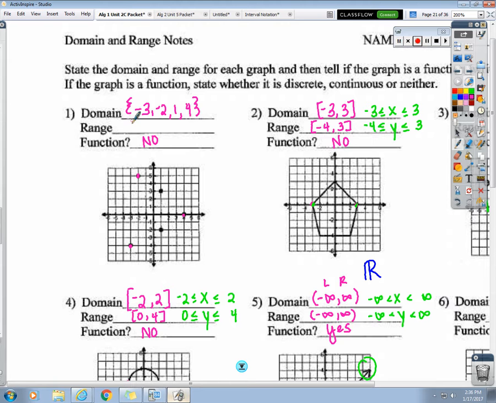So for the range, you would do it the same way. What's the lowest point on the y-axis? And then the next lowest? And then the next lowest? That's 0. That point is 0 on the y. And then the next one? And then the last one? 5. Okay, that's how you would do those.